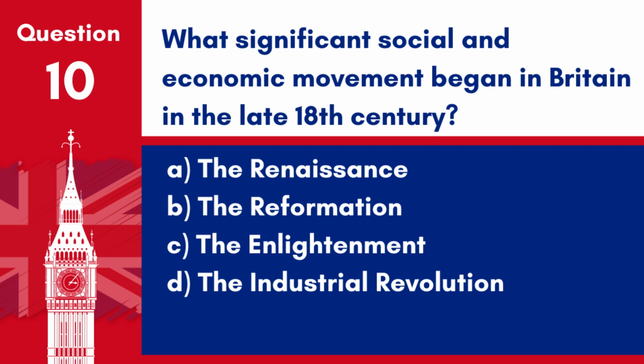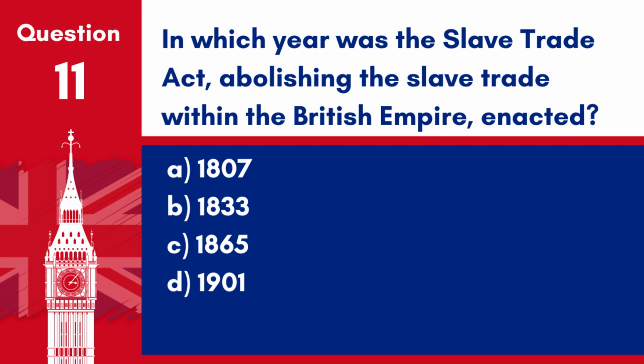Question 10. What significant social and economic movement began in Britain in the late 18th century? A. the Renaissance, B. the Reformation, C. the Enlightenment, D. the Industrial Revolution. Answer: D. the Industrial Revolution. The Industrial Revolution, which started in Britain in the late 18th century, transformed the economy and society with new manufacturing processes.